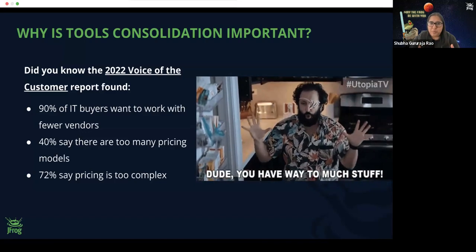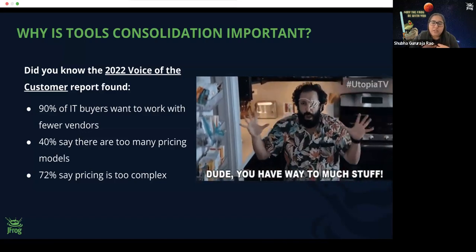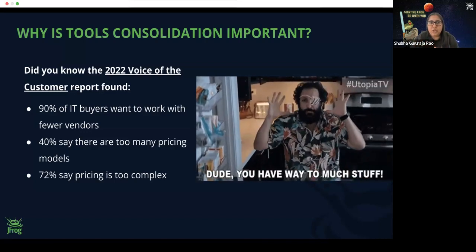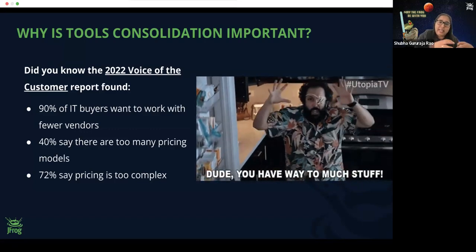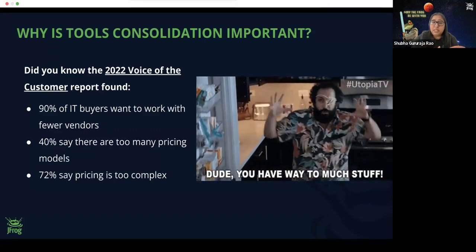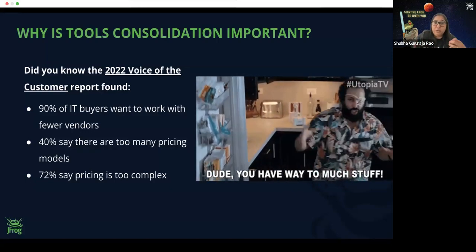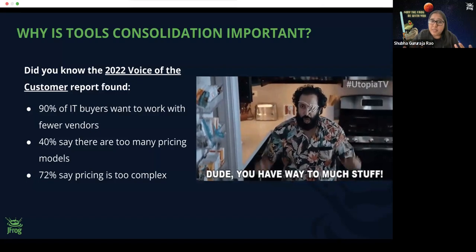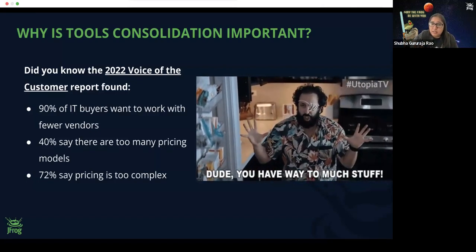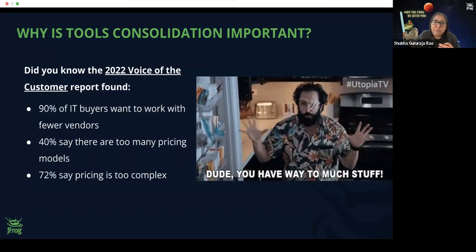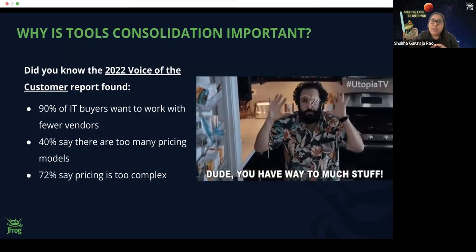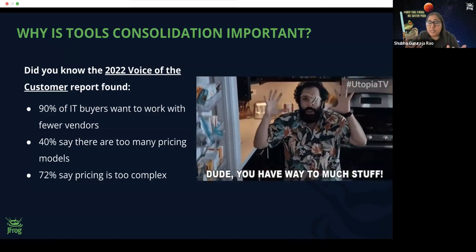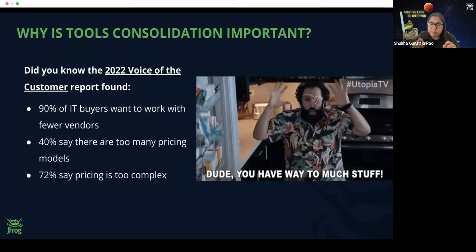I've been in some of these procurement processes wherein there is one procurement person who needs to make a decision, but it's not his or her own decision, right? They have to talk to legal, they have to talk to the different teams that are using these tools, they have to talk to compliance. They also have to make sure from a security perspective, these tools are compliant and will work well with all the other tools that they already have in place. So 90% of the IT buyers are saying, I'm going to be very happy if I can consolidate the number of vendors and work with as few vendors as possible.